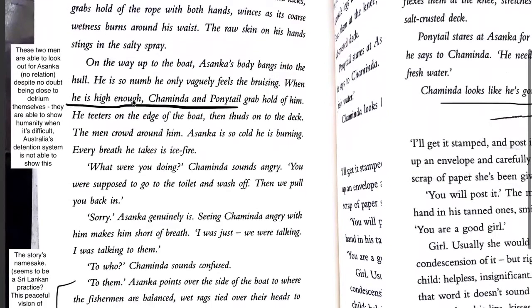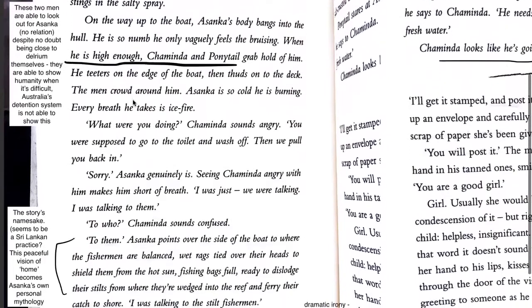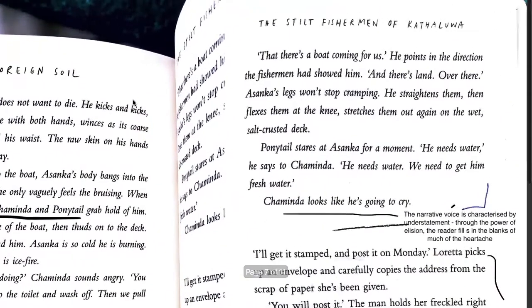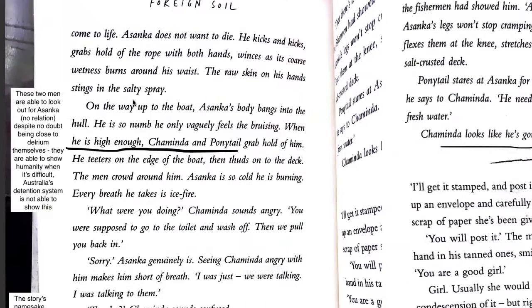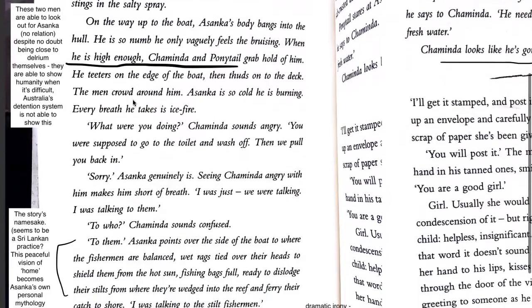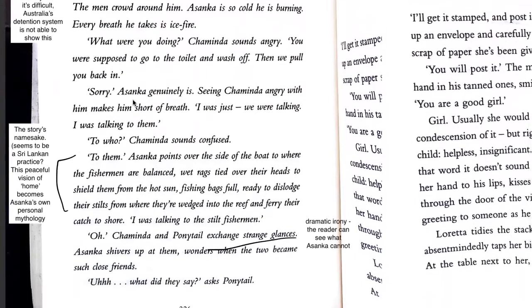All right, so it's in this passage that we get the best sense of where our title for the story, the Stilt Fishermen of Kathalua, comes from, because Asanka has become a bit delirious. They're all starting to starve at this point, and so they've been reduced to having to actually just grab fish out of the sea and eat them raw, drink their blood as their only form of water as well. But Asanka has drunk some seawater, and so is becoming delirious. And in that delirium, he thinks he sees the fishermen who would fish on stilts.